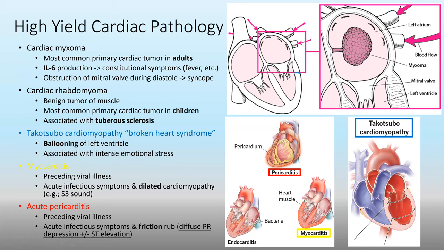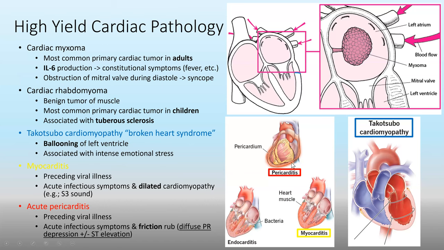Myocarditis usually has a preceding viral illness. So they'll give you a history of a runny nose. He had a history of a viral illness about a week ago. And then acute infectious symptoms, so now they're extremely feverish. And then symptoms of dilated cardiomyopathy. As the heart muscle is damaged by whatever the virus, by whatever the case may be, Chagas disease can cause this, you'd have dilated cardiomyopathy. So you'd have an acute S3 sound because the left heart would be floppy. You would have symptoms of volume overload, and so on and so forth.